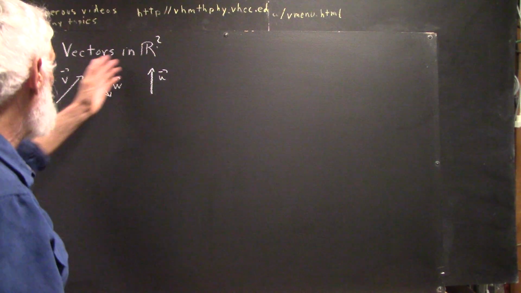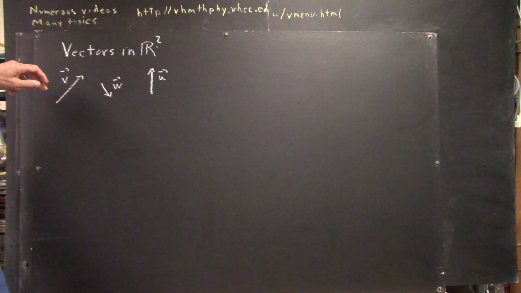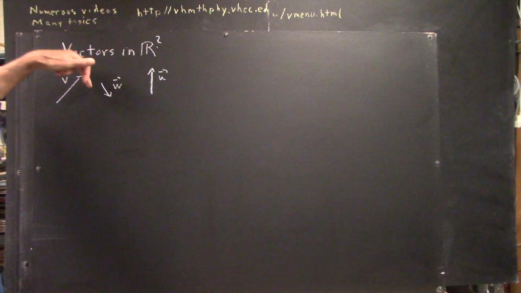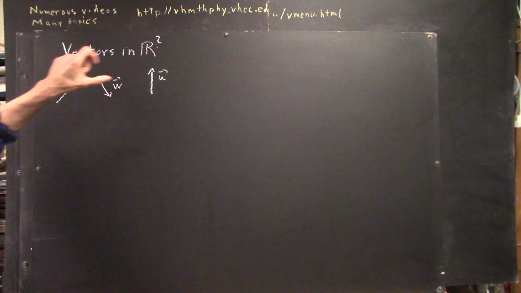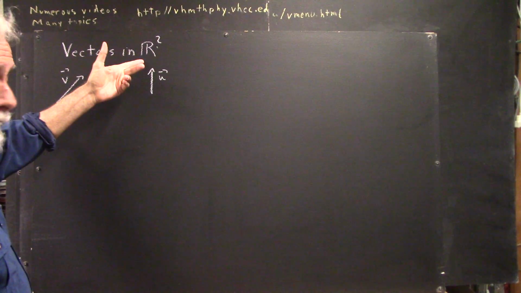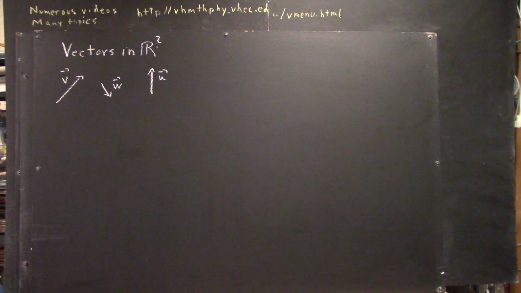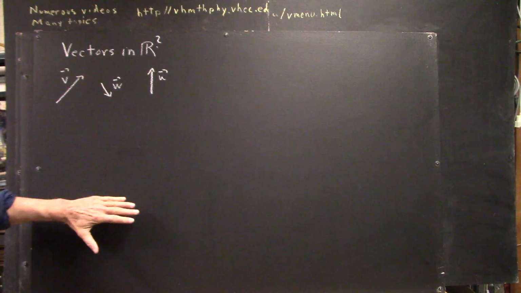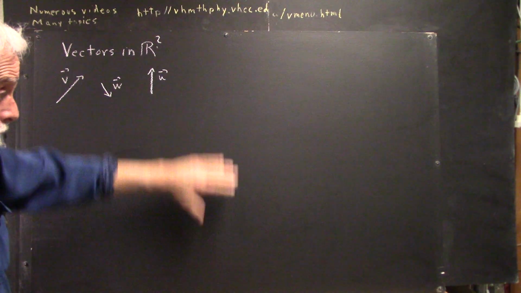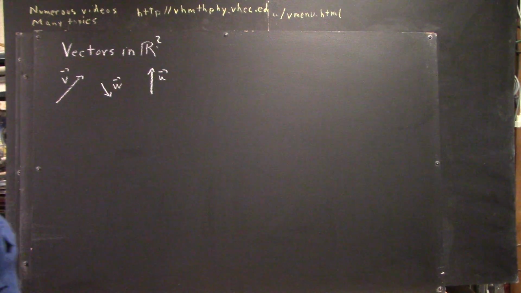Okay, we're going to talk about vectors in R2. Here are three examples of arrows representing vectors in R2. R2 is just, you can think of it as the XY coordinate plane. So you can think of this blackboard as being part of the XY coordinate plane. Two-dimensional, flat space.